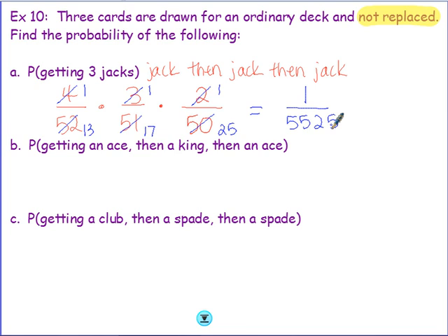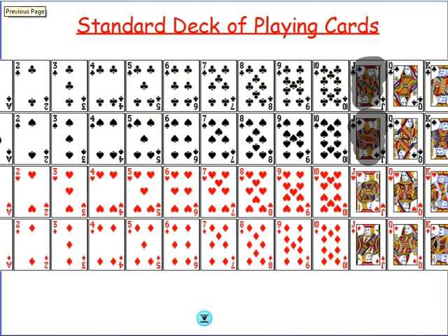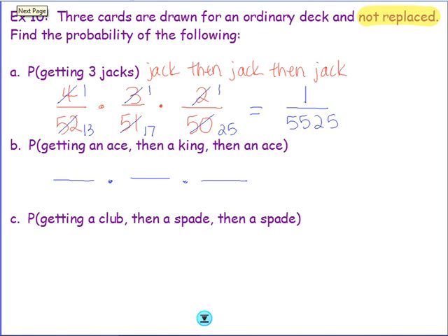New deck of cards. I'm taking away all the cards that I took out, they're going back in. We're talking about an ace, then a king, then another ace. So let's clear. All the cards are back in. So we're looking at an ace. As you can see, we have 4 aces. So I'm going to come over here and say 4 out of 52.